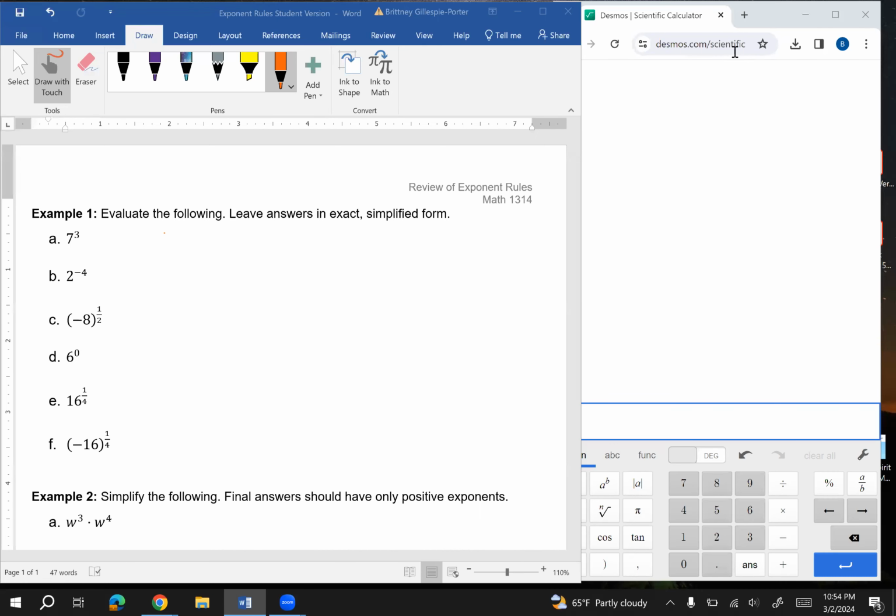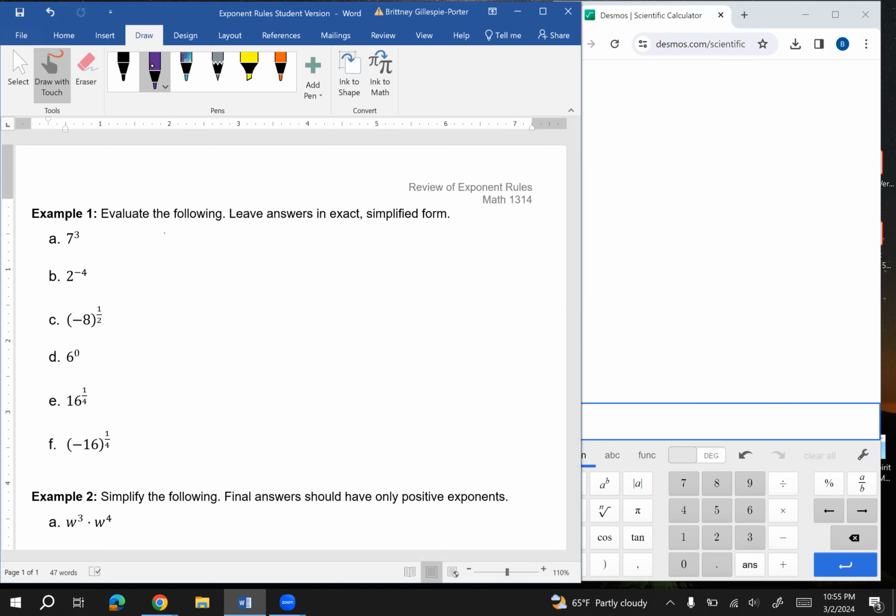Today we're going to talk about our exponent rules, and most of this should be review, but stick with me, especially because you may have forgotten those little tricks. Okay, so you can see that I have my calculator open because the first couple we are going to be dealing with just numbers, no variables.